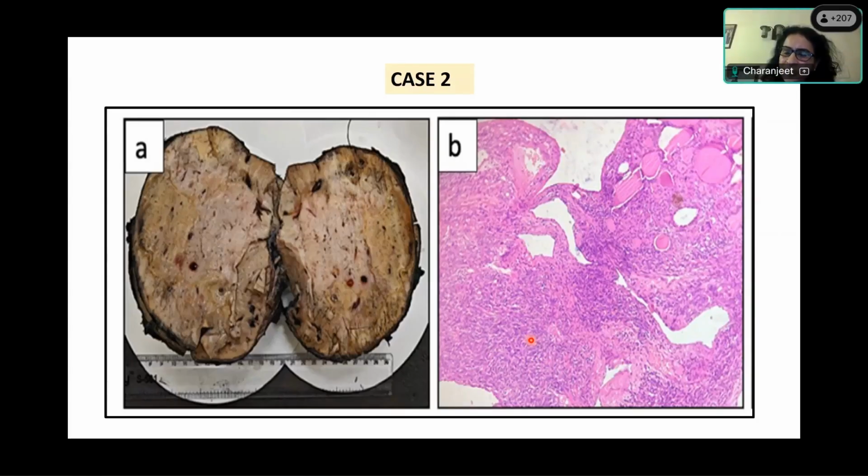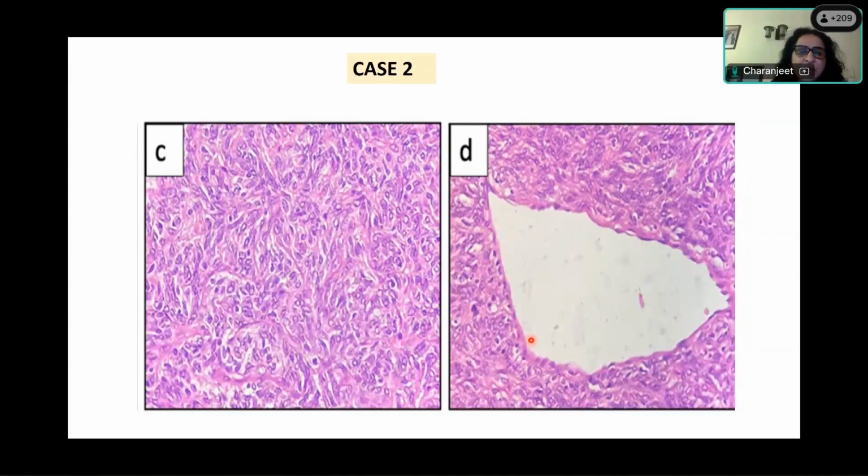Any comment on the cellularity? Yes ma'am, it is highly cellular. So at this power, you can make out that it is highly cellular. Now tell me, Dr. Bigray, what are the type of cells here? I can see spindle cells. Okay, you can see spindle cells. Are they arranged in any particular pattern?